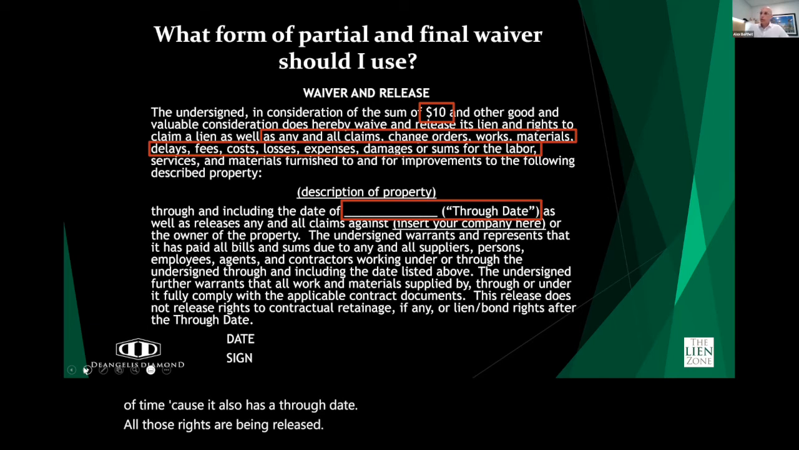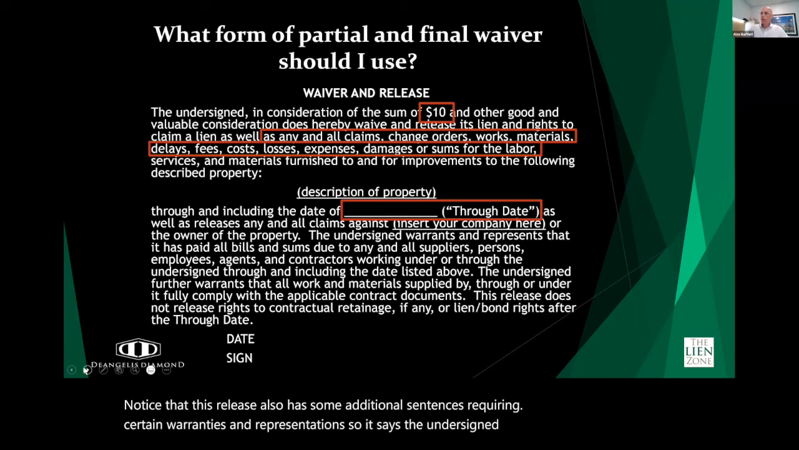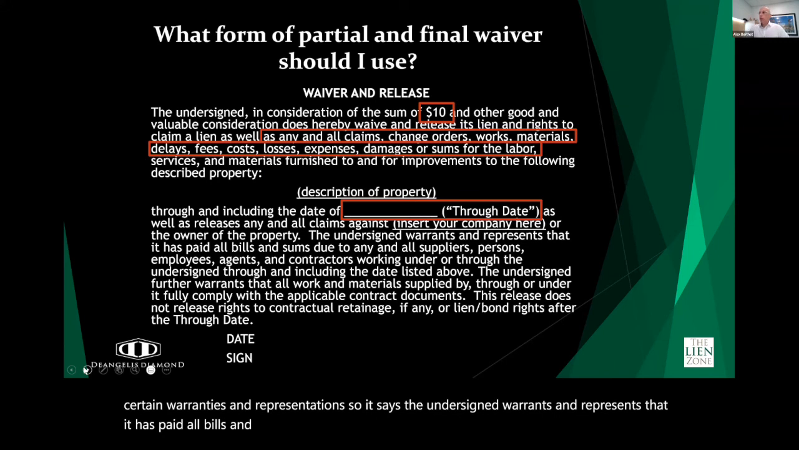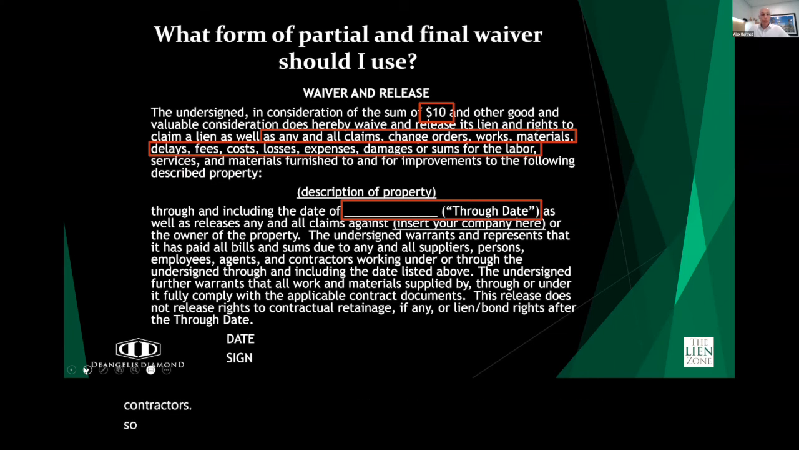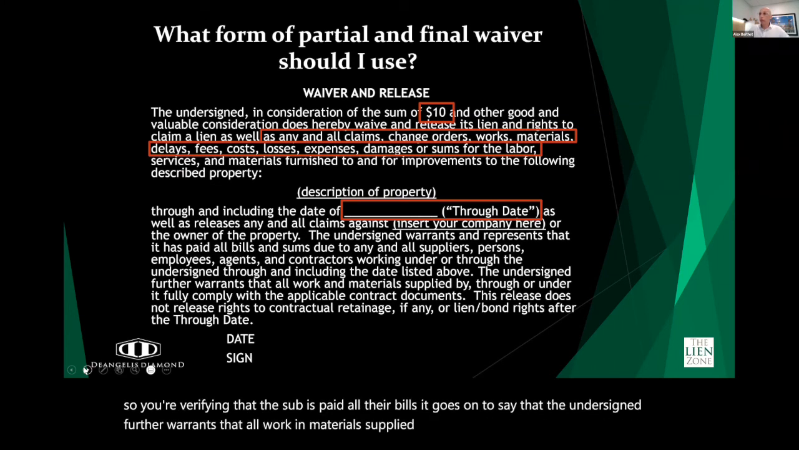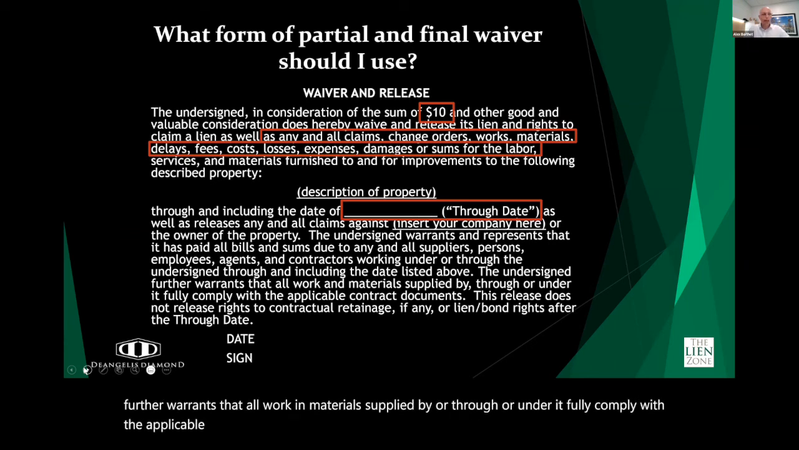Notice that this release also has some additional sentences requiring certain warranties and representations. So it says the undersigned warrants and represents that it has paid all bills and sums due to any and all suppliers, persons, employees, agents, and contractors. So you're verifying that the sub has paid all their bills. It goes on to say that the undersigned further warrants that all work and materials supplied by or through or under it fully comply with the applicable contract documents. Again, further cementing their contractual obligations, because you have language like that in your contract as well.